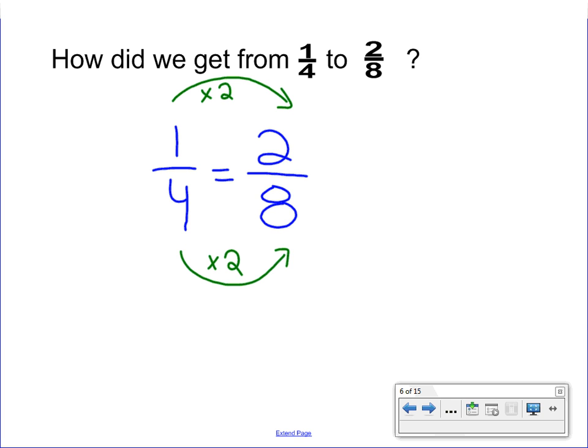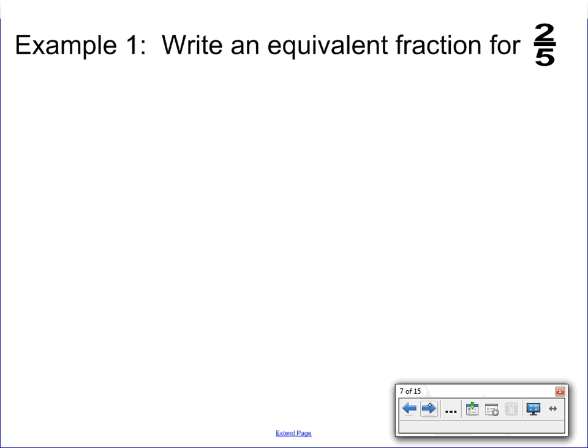Your parents, if they're going to be nice and do something or give something to one of you, they've got to do it to the brother and sister. So we're going to do the exact same thing to the top as we do to the bottom. And that's an equivalent fraction. 2/8 is equal to 1/4. It's pretty simple. Let's try to write an equivalent fraction then for 2/5.